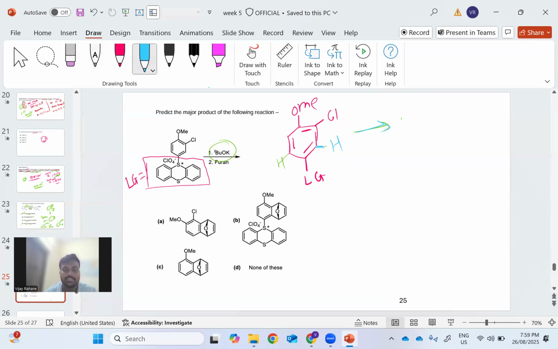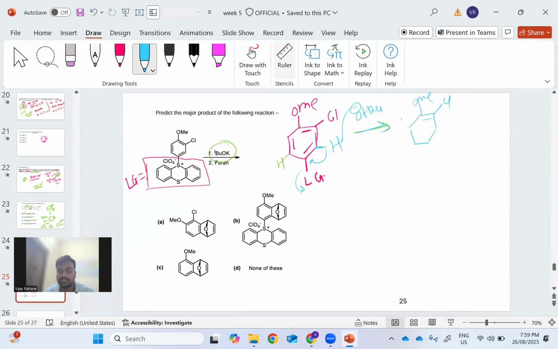So if this tert-butoxide, t-BuO negatively charged, abstracts this proton, what happens? This negative charge goes here, and this leaving group gets eliminated. So I will draw the structure. Here there is a chloro, here there is the OMe, and this leaving group is now eliminated. And what happens? Earlier there was one bond. Now because of this, there is a benzyne formation at this position.